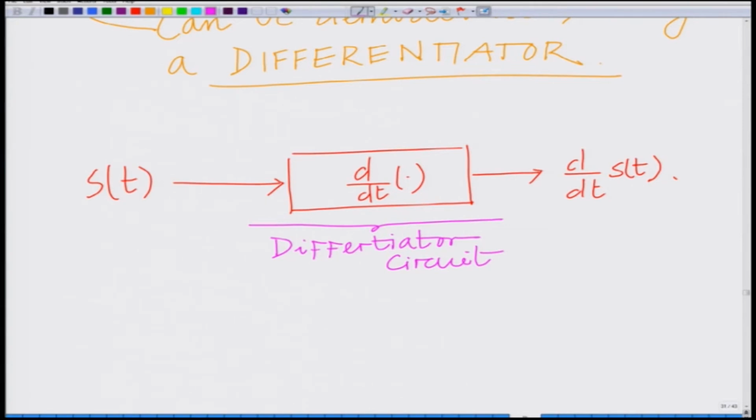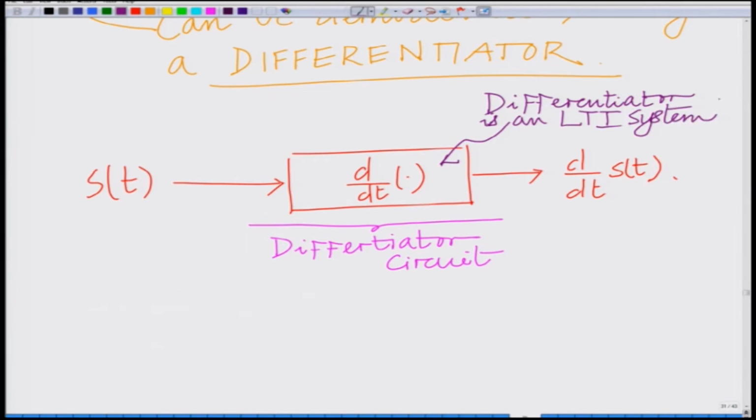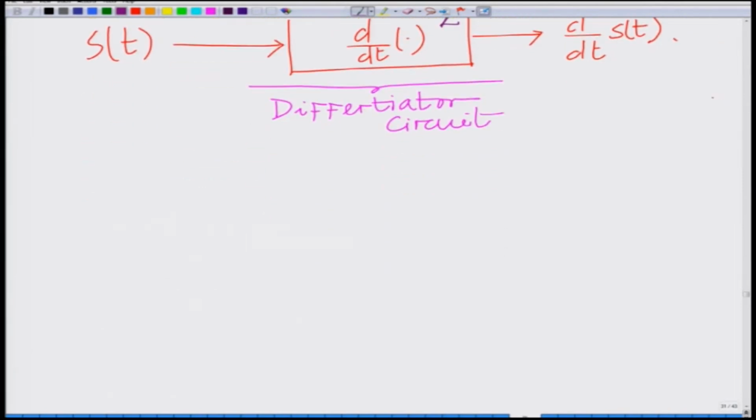By the way, a differentiator is a linear time invariant system. This is a very important property of the differentiator. So you can also note that the differentiator is an LTI system.